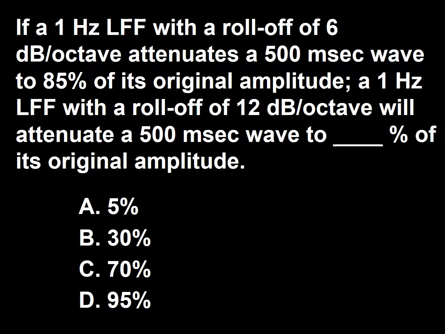Next question. If a 1 Hz low frequency filter with a roll-off of 6 dB per octave attenuates a 500 millisecond wave to 85% of its original amplitude, a 1 Hz low frequency filter with a roll-off of 12 dB per octave will attenuate a 500 millisecond wave to blank percent of its original value. A 5, B 30, C 70, D 95.